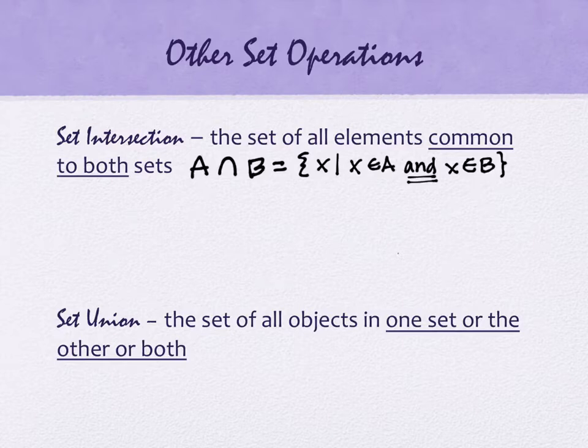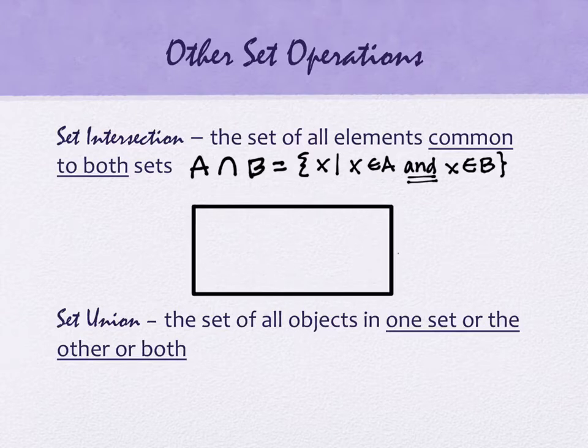Now, if you think about the word we use in English for intersection, like the intersection of streets or the intersection of lines, that kind of intersection, it means exactly the same thing. It means where they cross. And where they cross would be the same thing, what they have in common. What do they share?